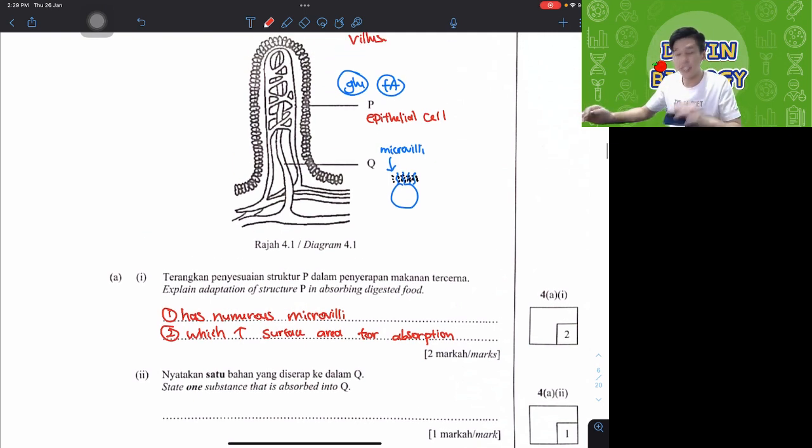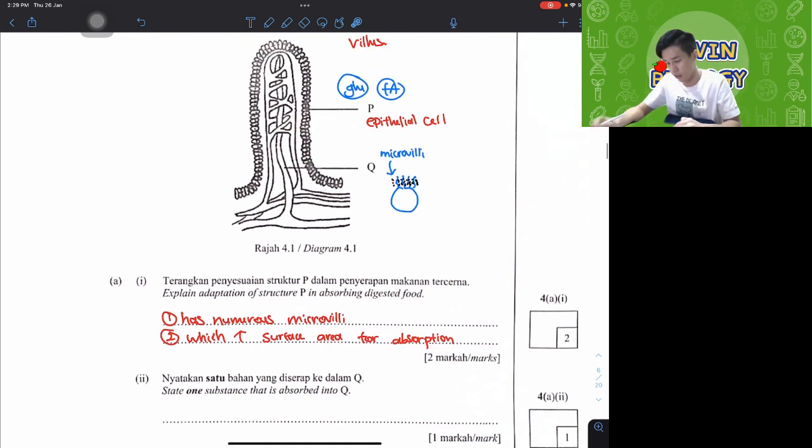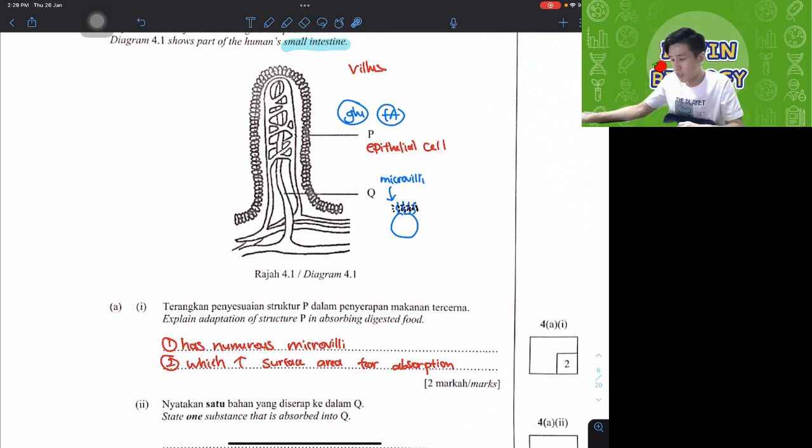You also can say one cell thick. The epithelial cell, the wall is literally one cell thick. See, it's so thin. That's why substance also can pass through it rapidly. You want to say that also can, correct? One substance that is absorbed into Q.